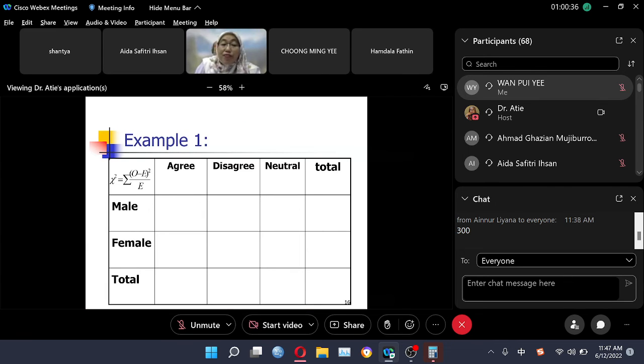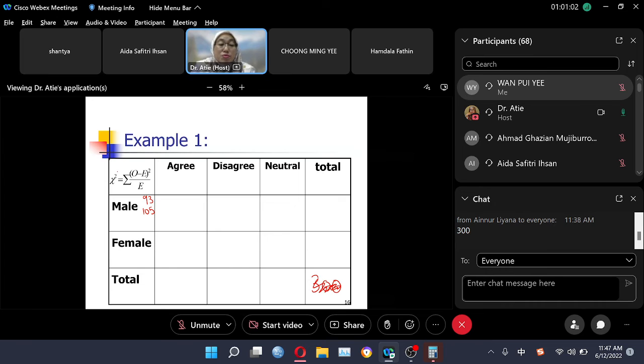Okay, now it's time for us to calculate the chi-square. We already know the O and E, okay? For example, just now we have the O and E here, 93 and 105.